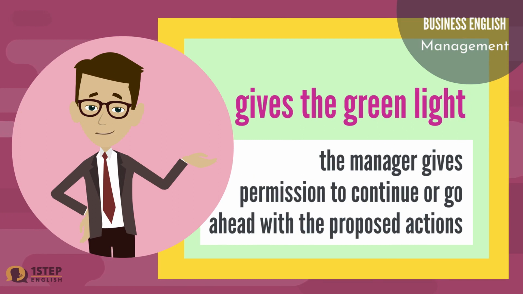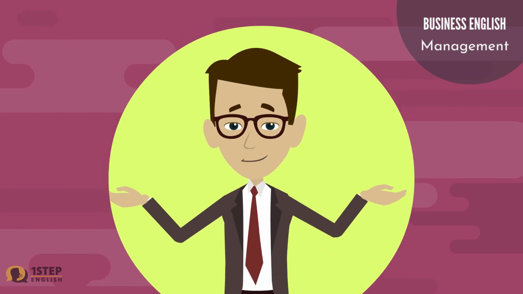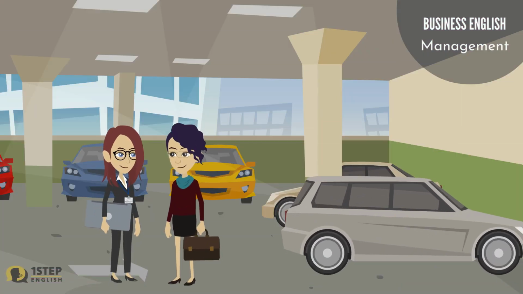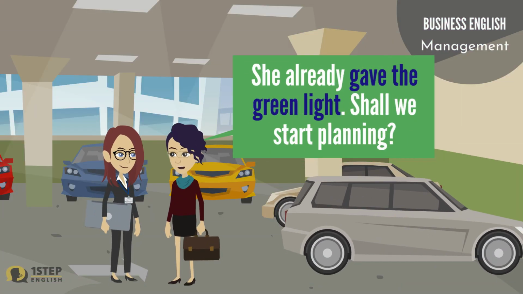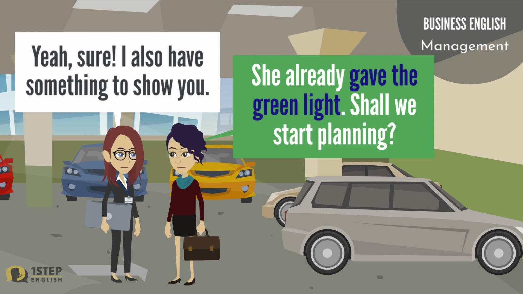Gives the green light. It means that the manager gives permission to continue or go ahead with the proposed actions. Here's an example. She already gave the green light. Shall we start planning? Yeah, sure. I also have something to show you.